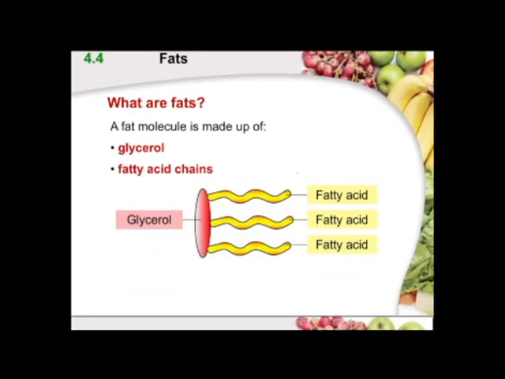So what are fats made up of? Fats are made up of two types of molecules, glycerol and fatty acid chains. Do take note that for every one fat molecule, you have one glycerol molecule and three fatty acid chain molecules. Together, these make up one fat molecule.